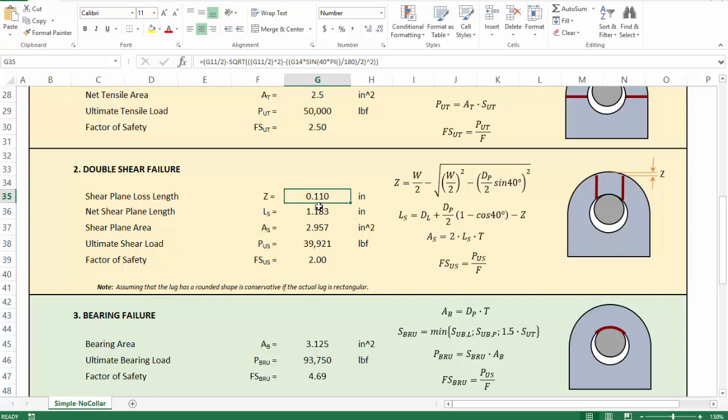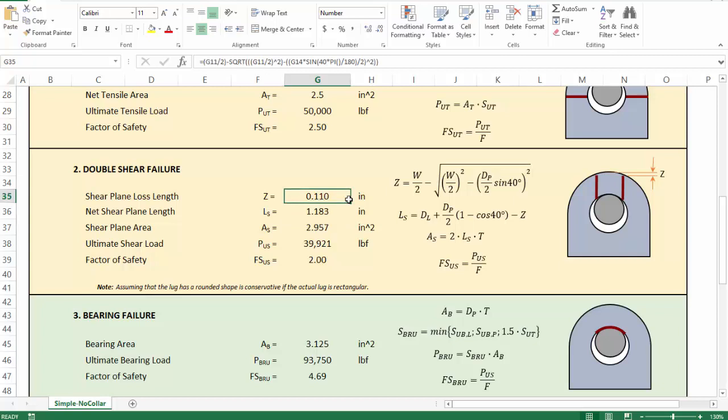If you have a square lug, you can just put in 0, but then you'll lose the formula. You can see here as well, the loss length shortens the shear plane, and then your factor of safety is 2. But if you have a square lug, your Z is 0, you have a little bit extra shear area, and your factor of safety goes up slightly. You can do that if you want.